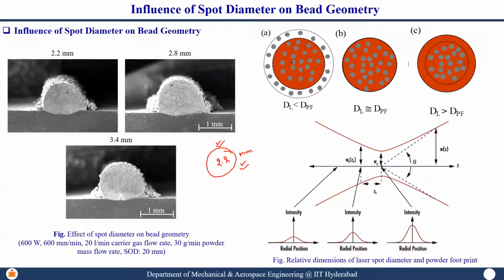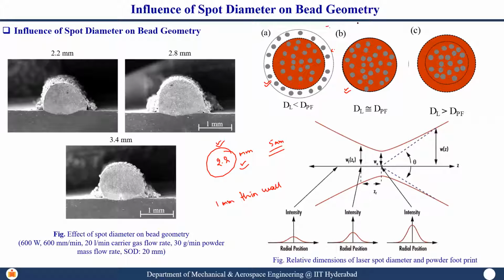Now let us assume the red one is the laser spot diameter, and the outer periphery dotted black line is the powder footprint. 99.9% of the time you fall in this range only, which essentially means your spot diameter is always lesser than the footprint diameter. You can also try to achieve this, but we have seen our footprint diameter goes up to 5 mm, so larger spot diameters need to be used. The larger the spot diameter, the larger the bead width will be. But let us assume I want to deposit a 1 mm thin wall.